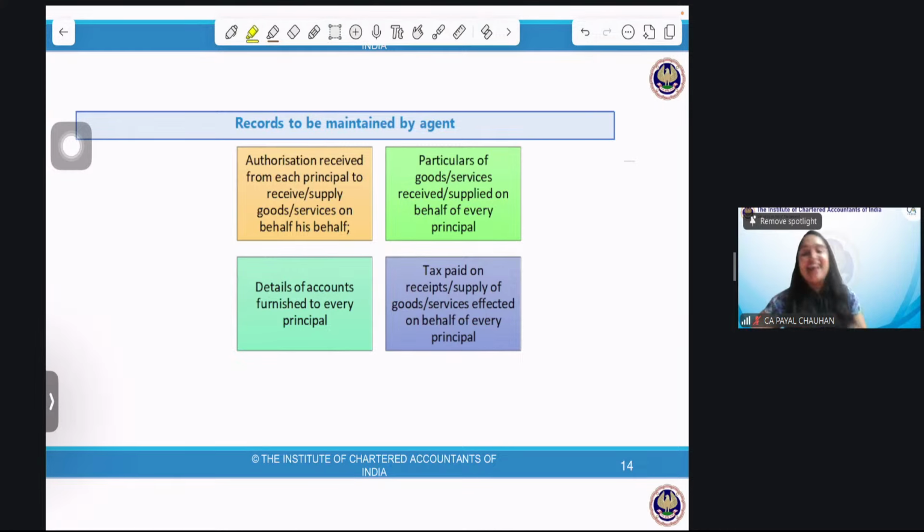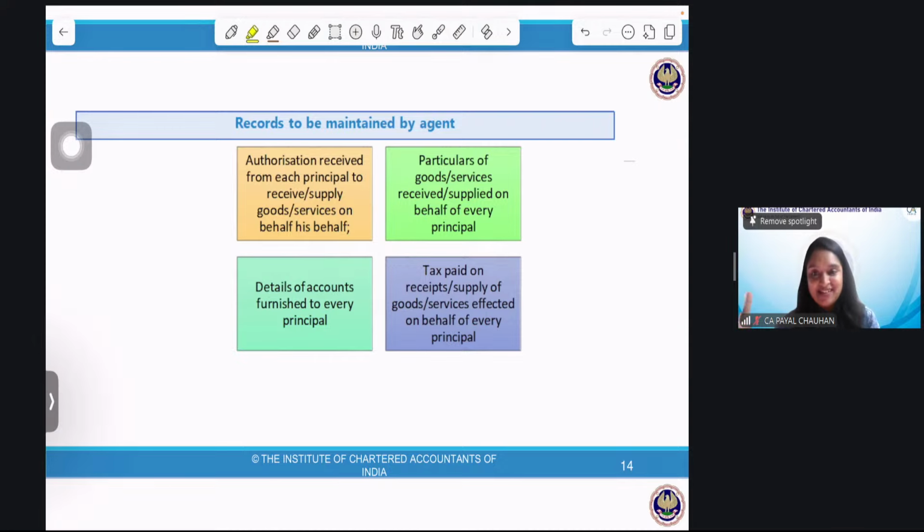Outward supplied. Very good. If I have made any payment of tax, I have to keep a detail. Yes, the last point: I have to give you a summary detail about the goods received and goods supplied on your behalf. Did you people understand?